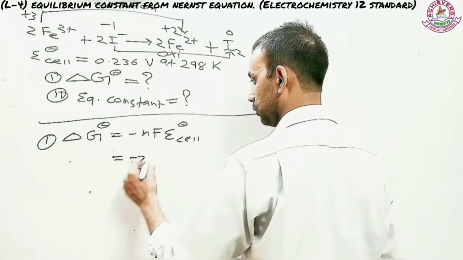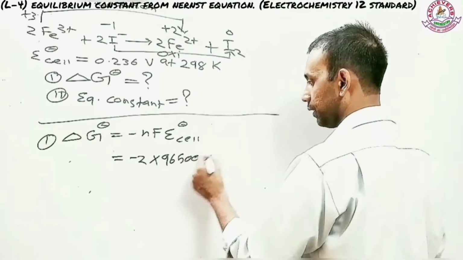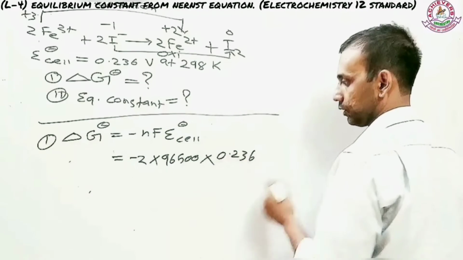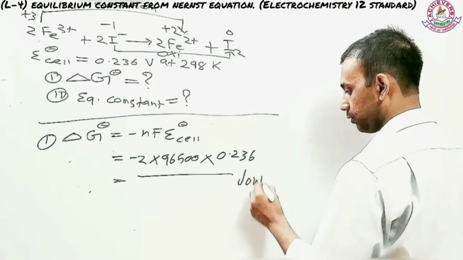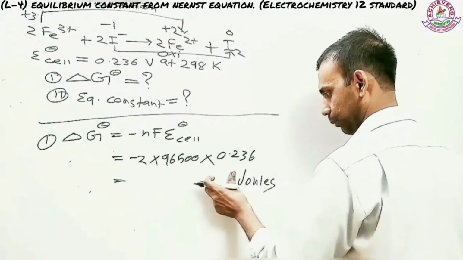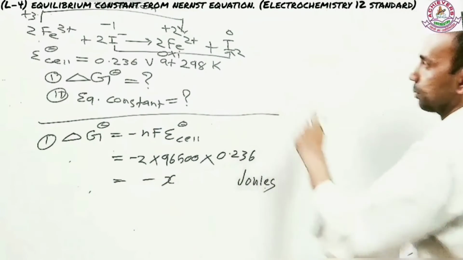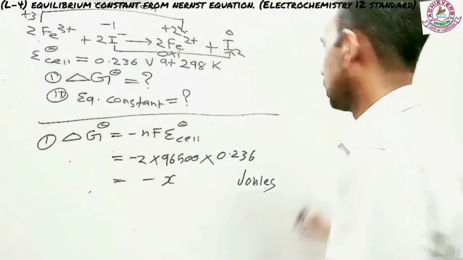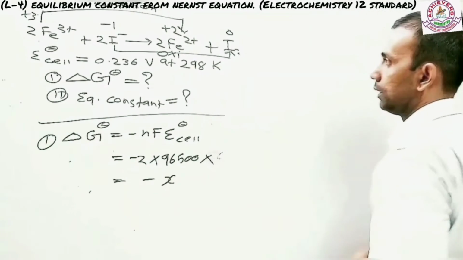So -2 into 96500, which is the value of the Faraday constant, and the cell potential has already been given, 0.236. Let's solve it. Whatever it comes out to be, that's going to be in joules, and it's going to be negative. I'm not writing the value here. So this is the Gibbs energy change for this particular reaction. Now, in the next part, I will help you get through the solution of log K. Let's do the next part here.